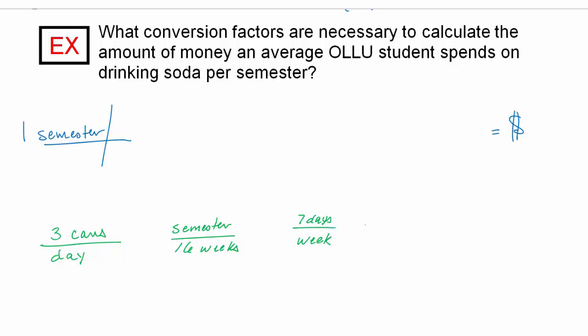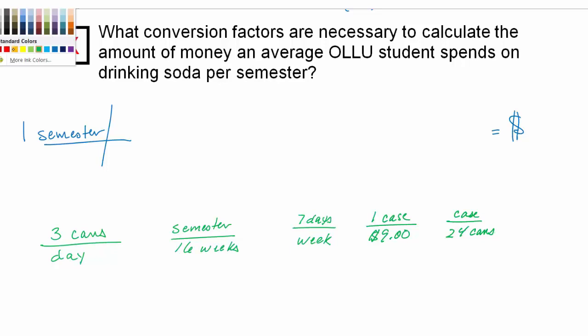We also need to know how much the soda costs, right, in the first place. Let's say they buy it by the case, because it's cheaper that way, right? Go to Walmart or whatever, and it's about $9 for a case. Can you see any other conversion factors we're going to need? We're going to need how many cans in a case. In a case, there's 24 cans. Let's see if we have enough. Let's see if this is going to work. So let's put in everything.